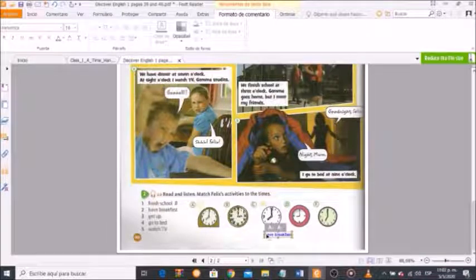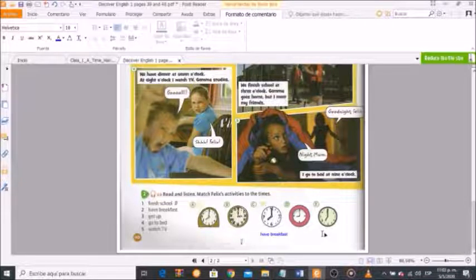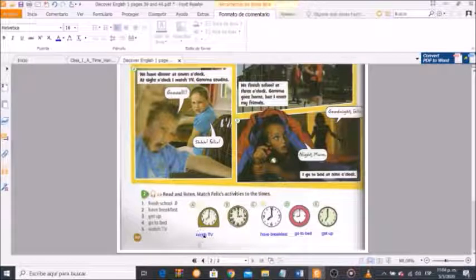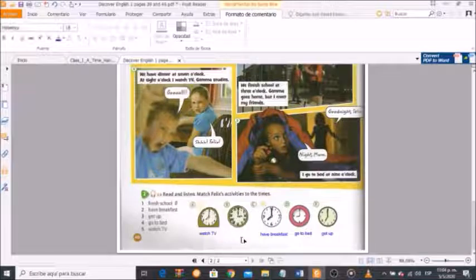Get up. What time does he get up? Very good. At 7 o'clock. So, clock letter E. Now, what time does he go to bed? Very good. At 9 o'clock. So go to bed at 9 o'clock. And what time does he watch TV? Very good. He watches TV at 8 o'clock, but not in the morning. Right? In the evening. So he watches TV at 8 o'clock.